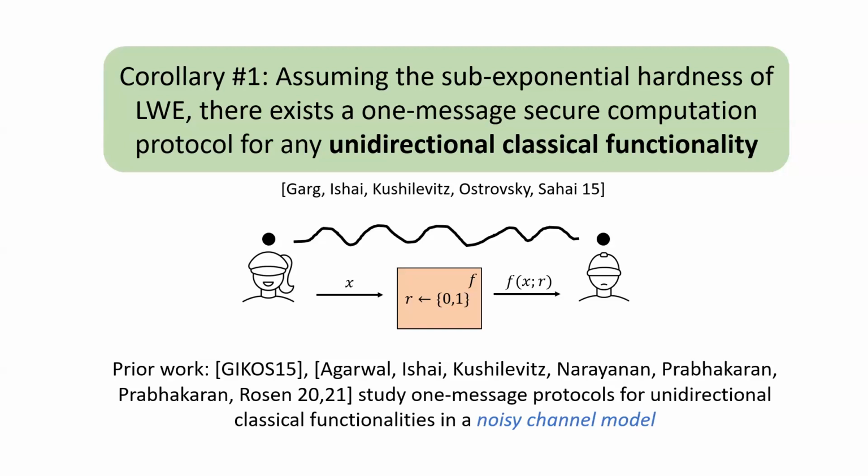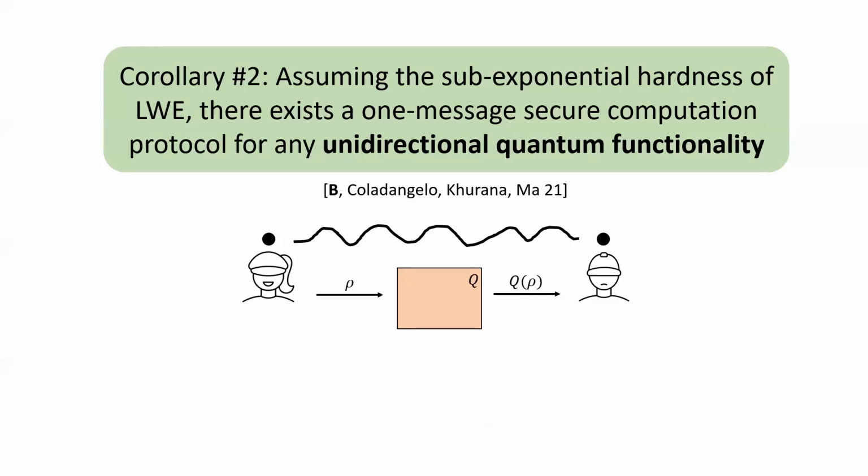Good. So now we're in the quantum setting, so we can even go further, right? Implicit in this work from a couple of years ago, we can show that once we have a protocol for any unidirectional classical functionality, we can boost it to computing any unidirectional quantum functionality. So now here the ideal functionality is defined by some public quantum map Q. It takes as input some state rho from Alice and delivers to Bob Q of rho. And again, we can do this in the shared EPR pairs model with just one message of communication.